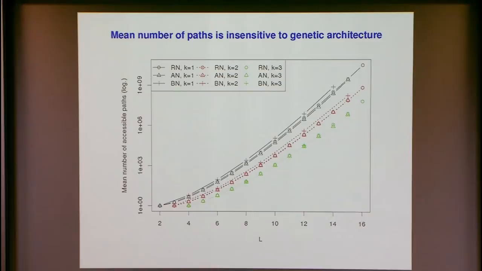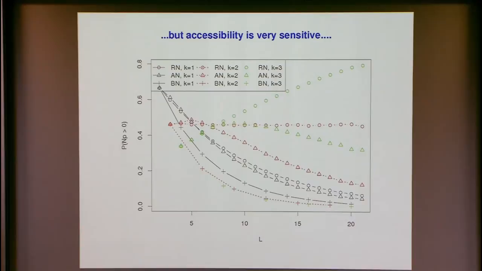But if you now look at the accessibility, so the probability of finding at least one path, you see that for the block model, which are these pluses, this goes down very rapidly. We know that it goes down exponentially, and we can calculate the rate when k is sufficiently small. But for some of the other versions, it actually goes up. So this is, for example, the random model for k equal to 3. It seems that accessibility becomes large.